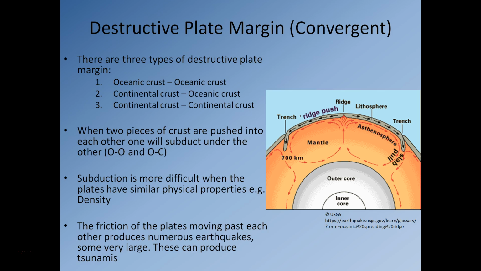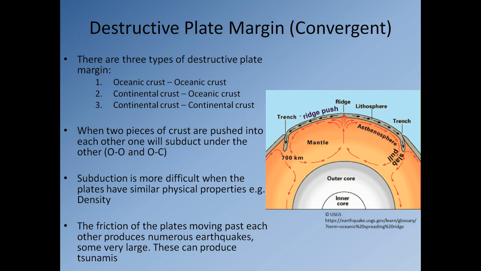So those were divergent plate boundaries. Now what about convergent plate boundaries? There are three types of destructive or convergent plate boundary: oceanic crust with oceanic crust, continental crust with oceanic crust, and continental crust with continental crust.